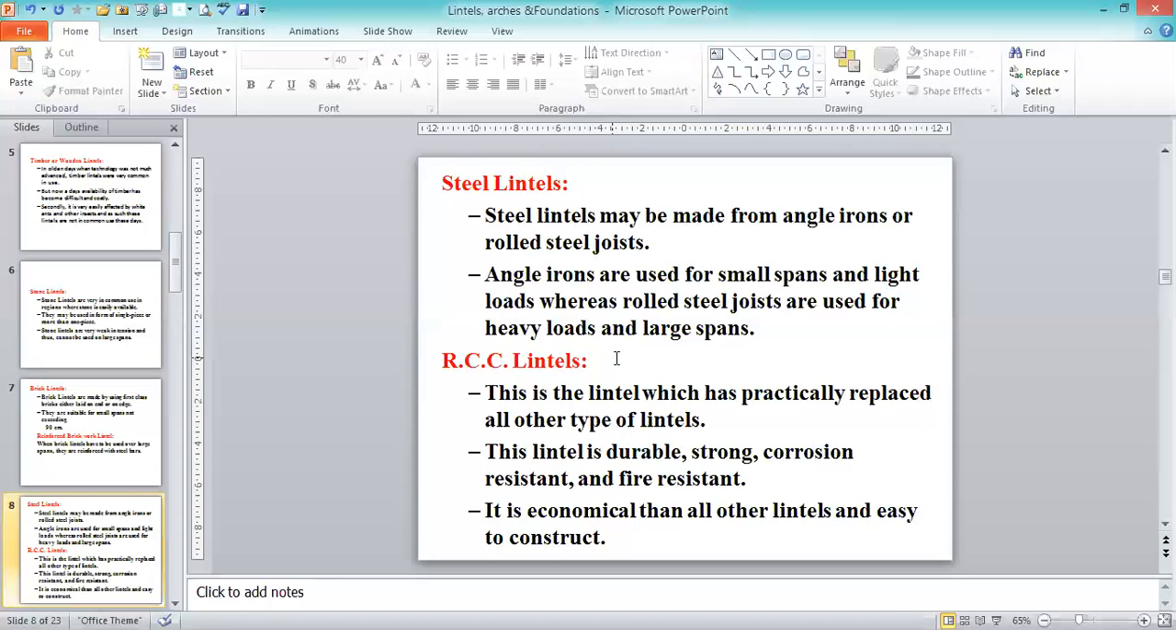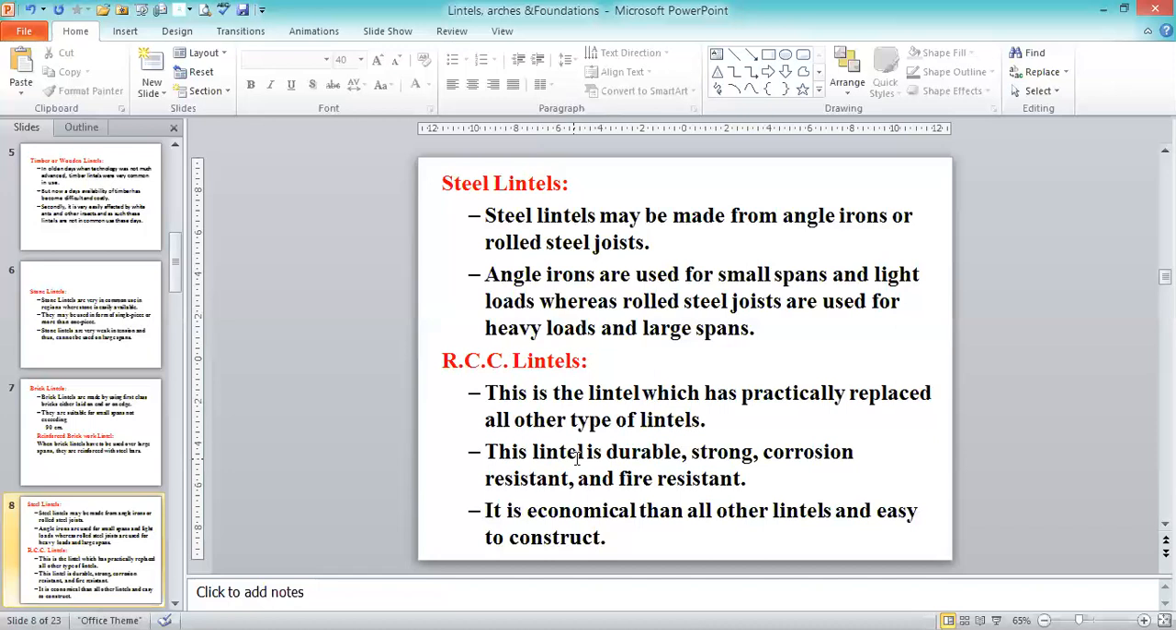It is having that we can get better orientation. Then the last one is the RCC lintels. This is the lintel which has practically replaced all other types of lintels. This lintel is durable, strong, corrosion resistant and fire resistant. It is more economical than all other lintels and easy to construct.